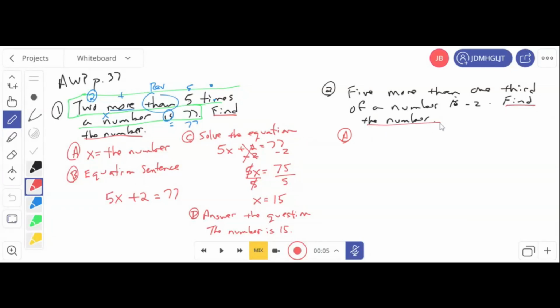They want us to find the number, so I'm going to let x be the number. Again, you might think, why do I have to write that out? It's going to be important later. If you don't learn to write that out now, you won't do it when you have to do it later.